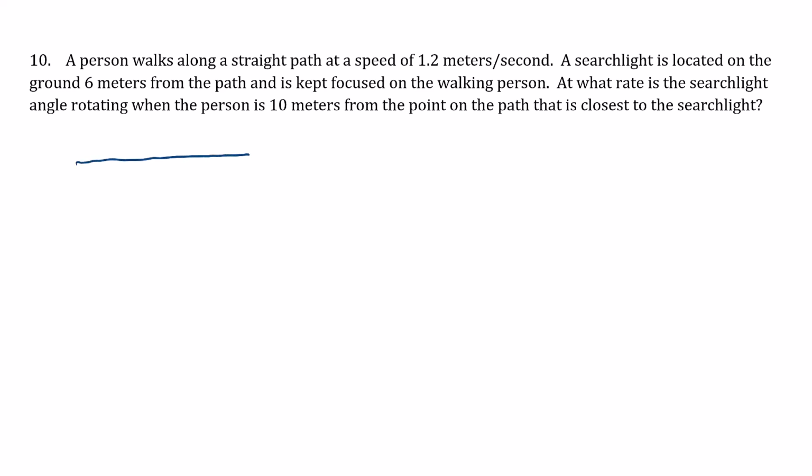We've got this path. This person is walking along, and we'll let x be how far he's walked since this point here that is 6 feet away where the spotlight is. We know his speed is 1.2 meters per second, so that is the rate of change of x, dx/dt is 1.2. Okay, we've got the searchlight, and so the light shines up to the man as if the man was here at x, and so this angle is going to be theta.